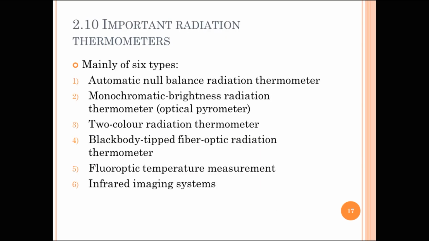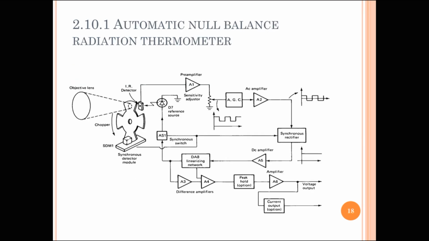Important radiation thermometers. They are mainly of 6 types: automatic null balance radiation thermometer, monochromatic brightness radiation thermometer or optical pyrometer, two-color radiation thermometer, black body tipped fiber optic radiation thermometer, fluoroptic temperature measurement, and infrared imaging systems. Automatic null balance radiation thermometers.